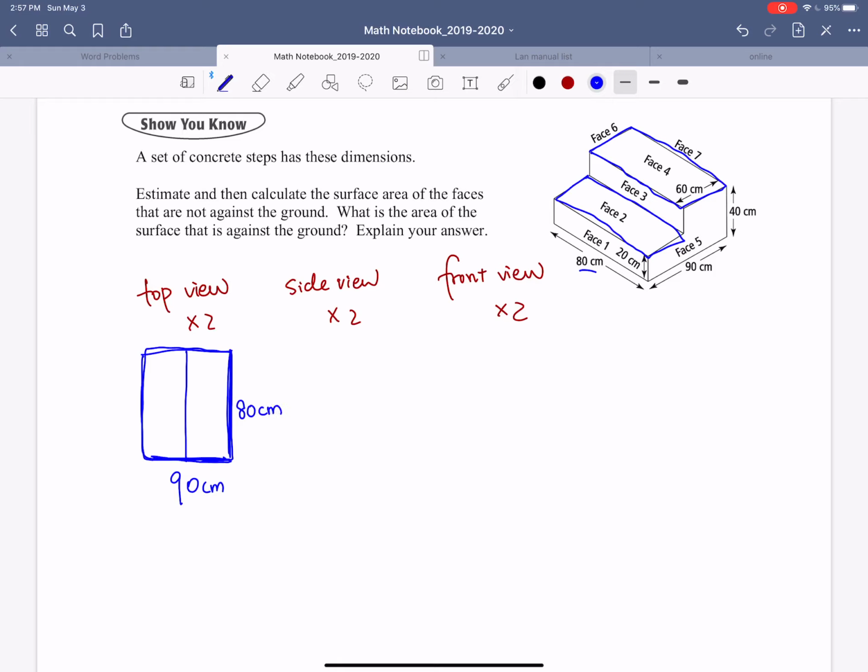Okay, I actually have to draw this side a little bit longer because it's 90, but yeah, it doesn't matter. So 90 and 80. So you basically do 80 times 90 times 2. Okay, that's the top and bottom view done, because the bottom is the same. The bottom just doesn't have the split, but it's the whole rectangle. So it's the same. Yeah, we're done with the top view and the bottom view.